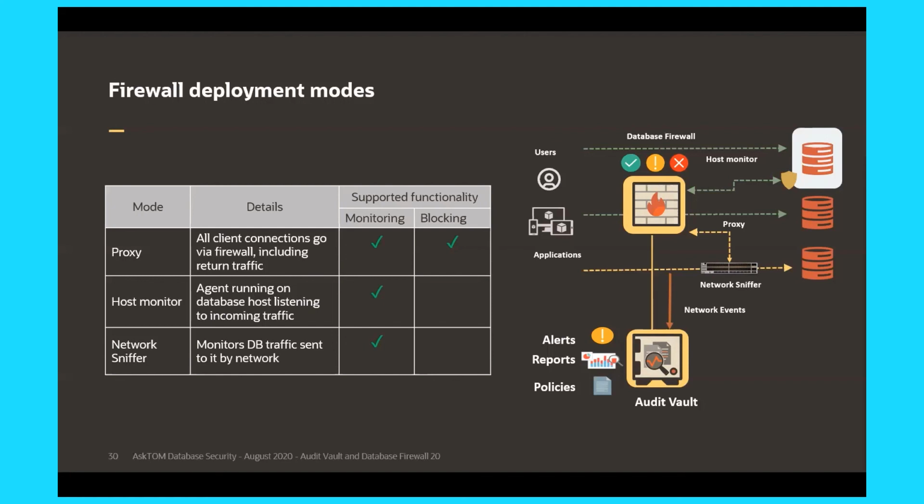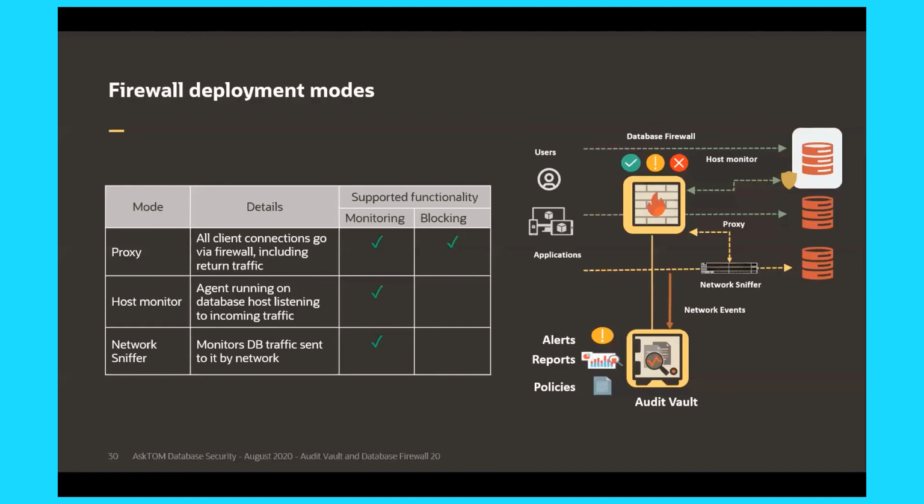So we allow you to put an agent on the database server. And what the agent is basically doing is a long-running TCP dump where it's filtering for database traffic. And as the agent, the host monitor, sees this traffic come in, it forwards that traffic to the database firewall for analysis and reporting.